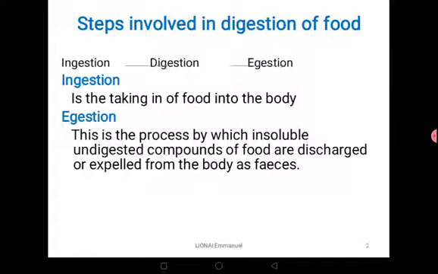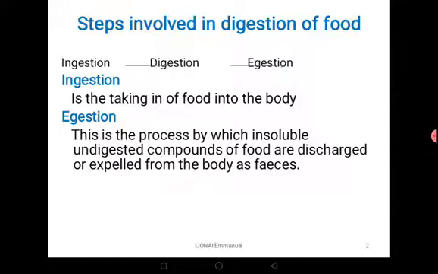So let's look at the steps that are involved in the digestion of food. There are majorly three steps. Generally in the movement of food, there are three major steps. There is ingestion. Then after ingesting the food, digestion takes place. After digesting the food, then egestion, or removal of the unwanted materials, also takes place.